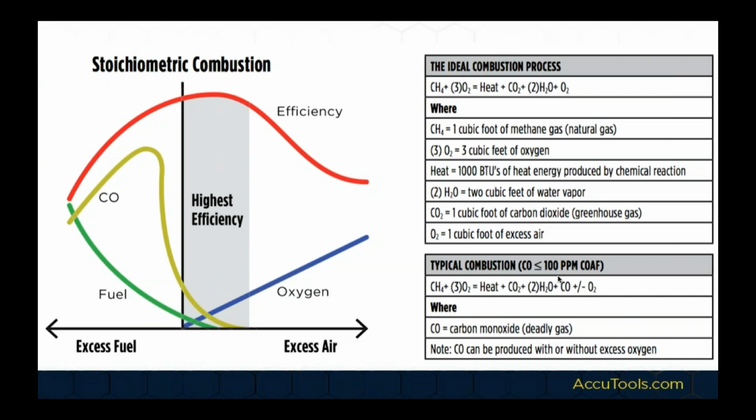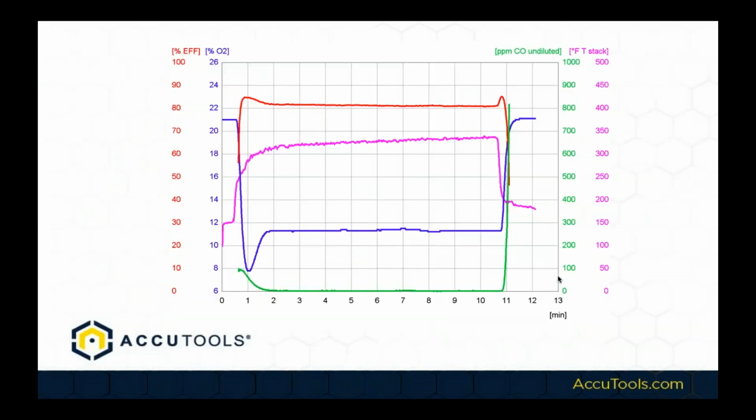But if you get that input correct, I will guarantee you that you will see fewer CO problems than at any other time in your career, because most of the time, when we have combustion issues, they're related to input of the appliance. 99% of the time, once you get the input corrected, the appliance will settle right down and it'll operate with very, very low CO levels.